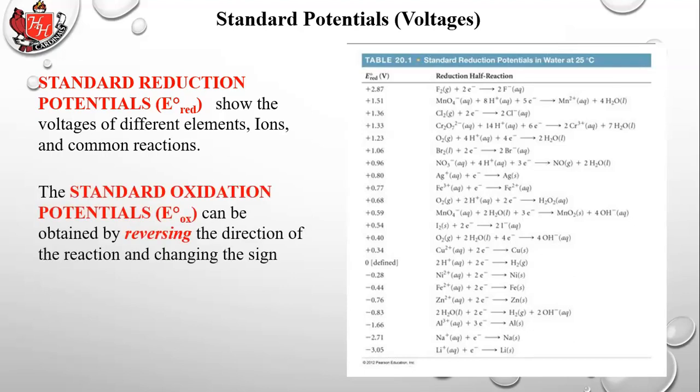The standard oxidation potentials, which is E with the little circle and OX for oxidation, can be obtained by reversing the direction of the reaction and changing the sign. So there's really no such thing as a table of standard oxidation potentials. If you want to know the oxidation potential of anything you see there, you simply reverse the reaction and change the sign on the number over on the left.